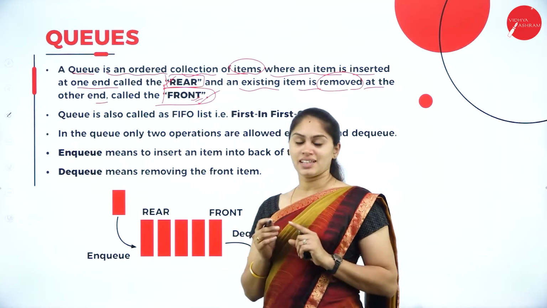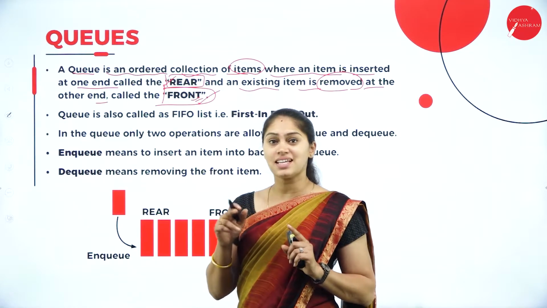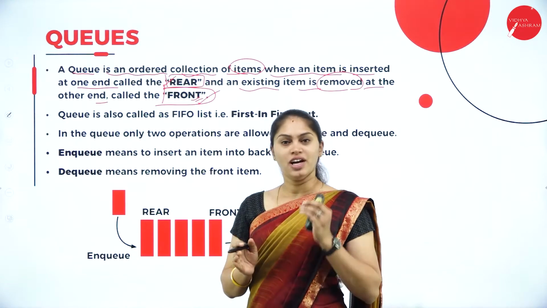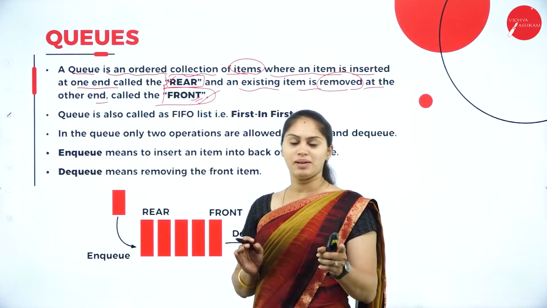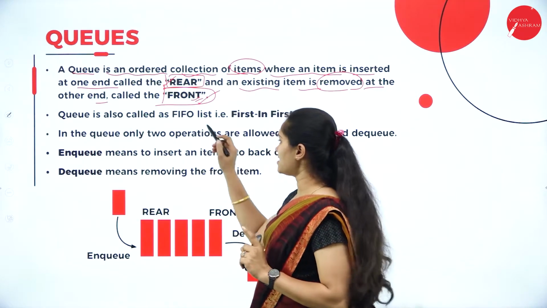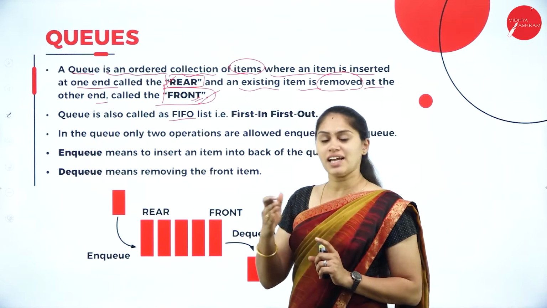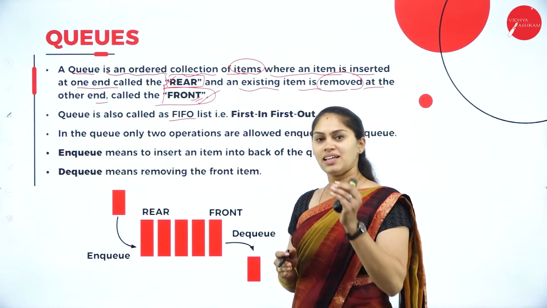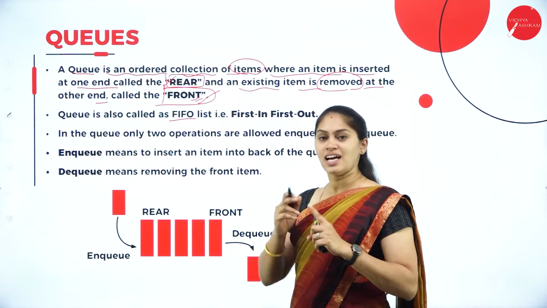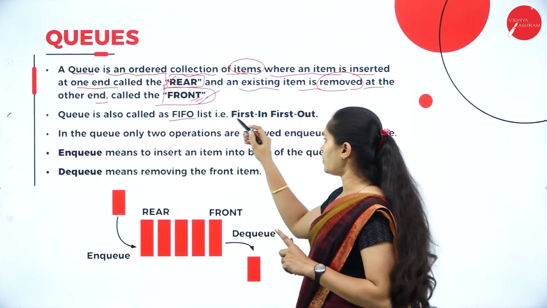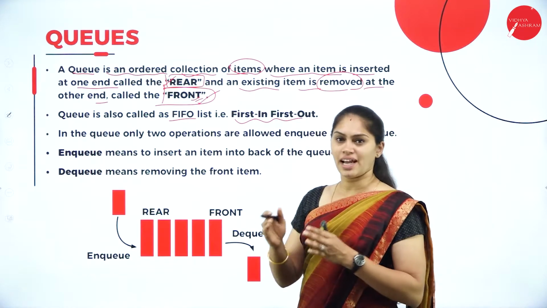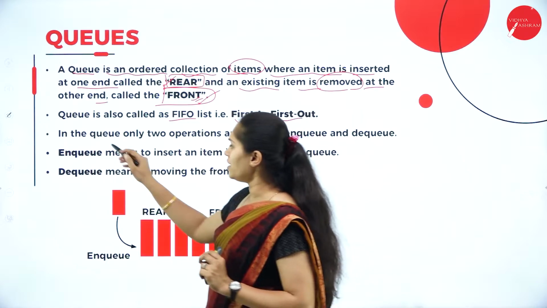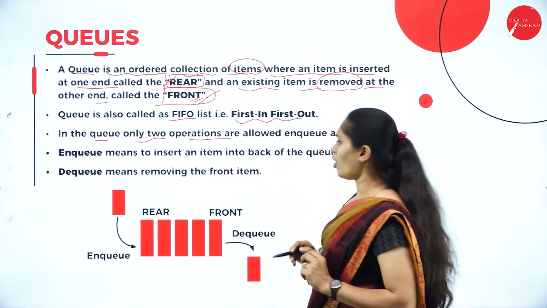And what did you learn in a stack? That is LIFO, last in first out. The element we insert last will come out first. But this is FIFO, that is first in first out. The element that we insert into the queue first will come out first. That's why it's considered first in first out.